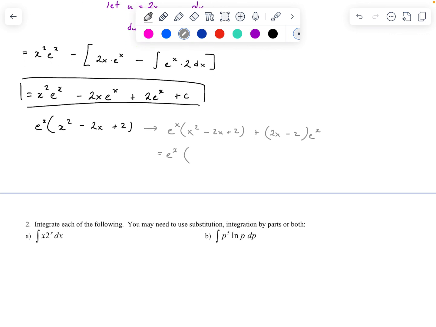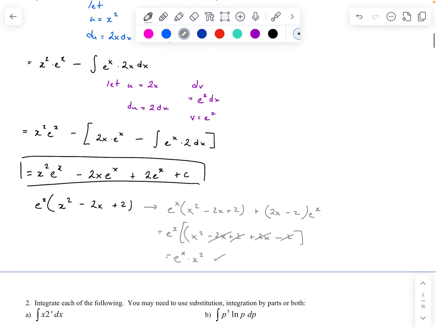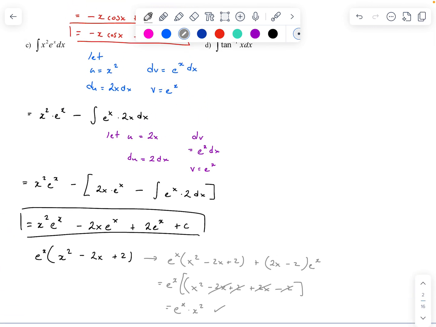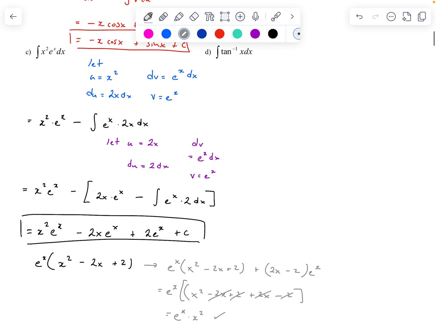Okay, let's factor e to the x out, and I get x squared minus 2x plus 2 plus 2x minus 2. That 2x cancels that 2x, that 2 cancels that 2, and I'm left with e to the x, x squared, which is the question. So I have integrated it correctly. So there's integration by parts.